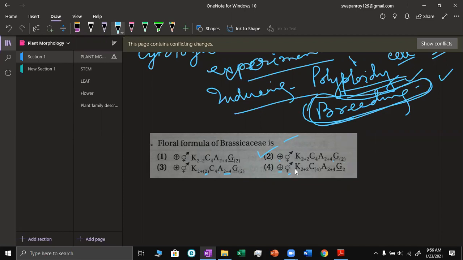Actinomorphic, bisexual, calyx 2 plus 2, corolla 4, petals 4, but in mustard it is not the gamopetalous condition. It is polypetalous. All the petals are free. Androecium 2 plus 4, gynoecium here, it is not showing the syncarpous condition. It should be within bracket. So our answer is option 2.